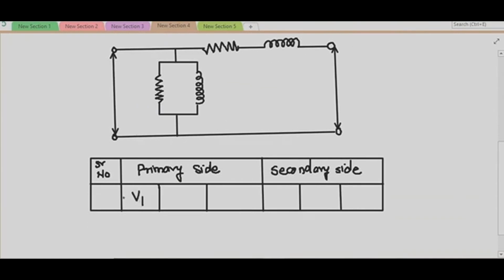Then the whole current through the primary winding is the no load current, which is denoted by I0, and the power taken from the supply on no load is W0. On the secondary side, there is no current, only voltage. So on the secondary side, we have to take only the voltage reading, V2.